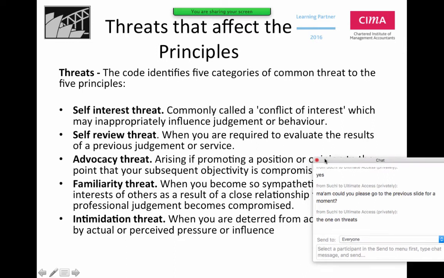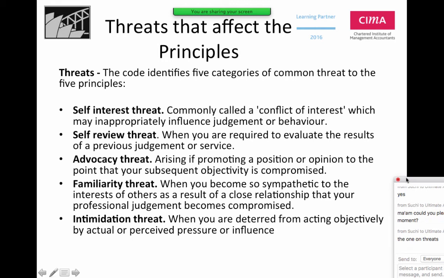So the code identifies 5 categories of common threats to the principles, right? This is what it is, the 5 categories of threats.